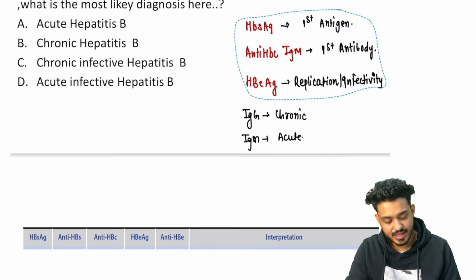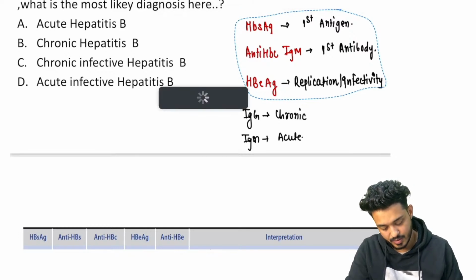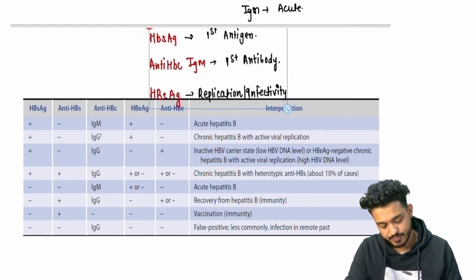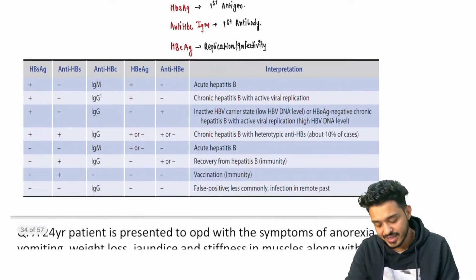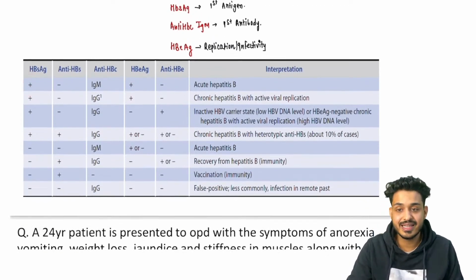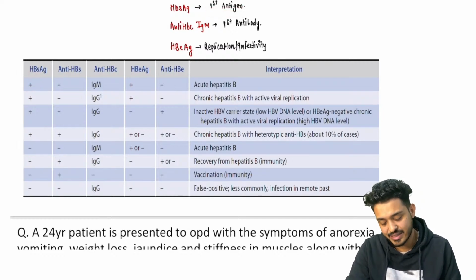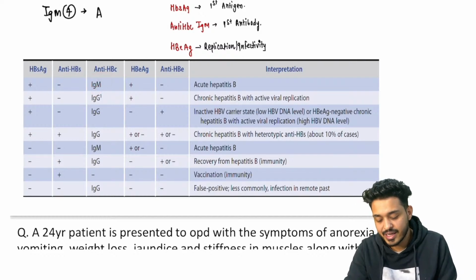ये तीन चीज़ें याद कर लो. You will be able to solve. Okay, look here. तो यहाँ पर क्या है? फर्स्ट थिंग, एंटीजन प्रेजेंट है नहीं है? HBsAg is present, right? So this is going to be first antigen. Second thing, IgM type of antibody is there. IgM antibody present है, मतलब क्या है? ये acute infection है. IgG अगर present है, it is going to be your chronic infection.